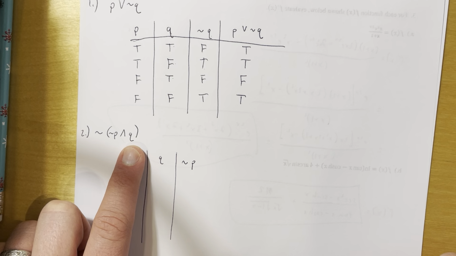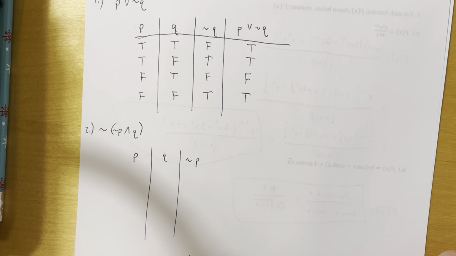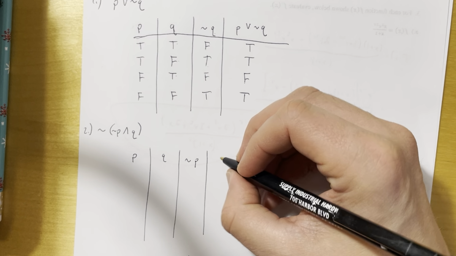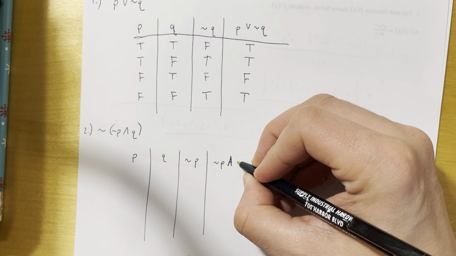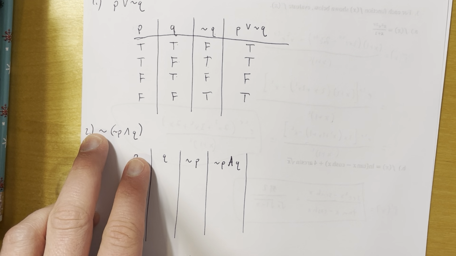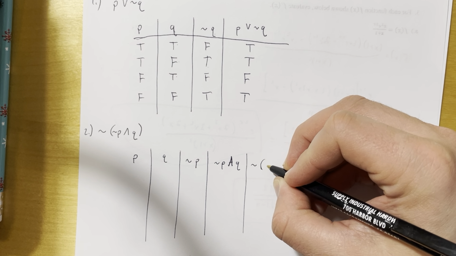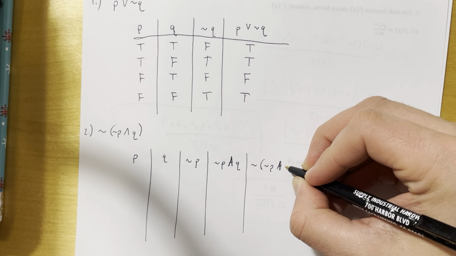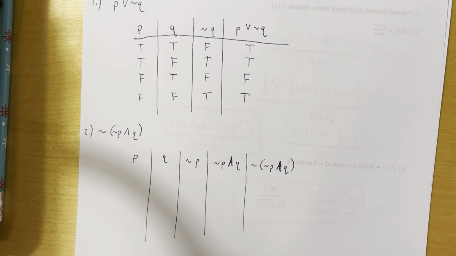I've already dealt with the Q in the second column, so not P and Q, the things in parentheses there, are being joined by a conjunction. So I'm going to create a column for that conjunction, not P and Q. And then finally, we take the negation of that entire thing, which is going to be its own column right here. Not P. I did it again. I really want to write a capital A there, but it's not a capital A. It just kind of looks like one.